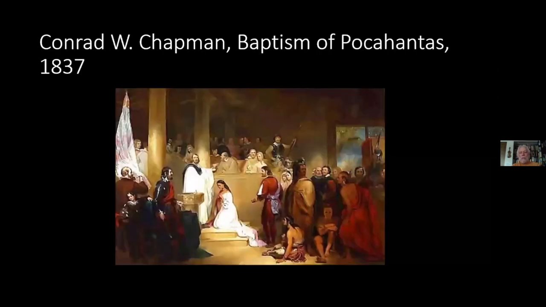Some of the more dramatic subjects based on literary sources are like this Conrad Wise Chapman, which is actually in the Capitol, the baptism of Pocahontas. Did that event really ever take place? We don't know, but they certainly wrote about it a lot in stories, and so he treats it as a literary subject here in a rather full, dramatic, sort of classical composition late in the 1830s.